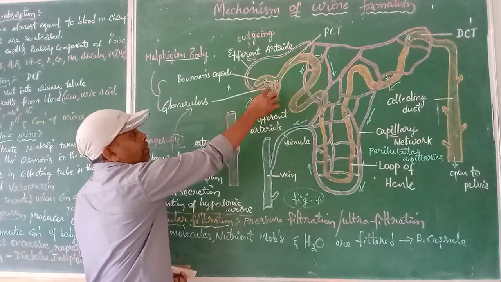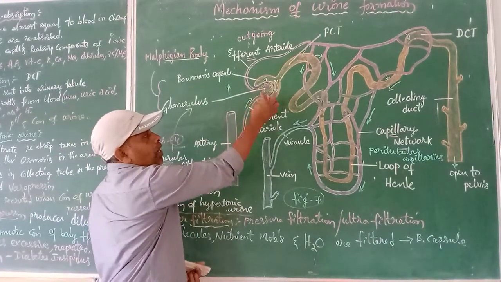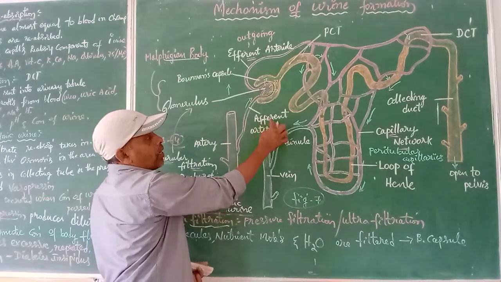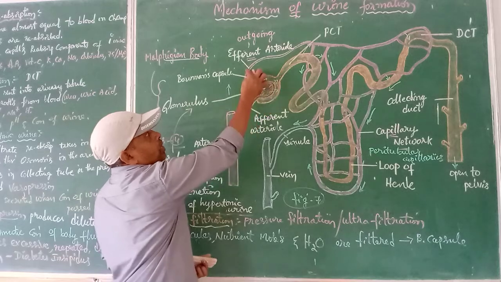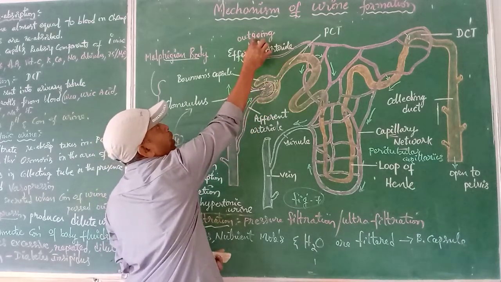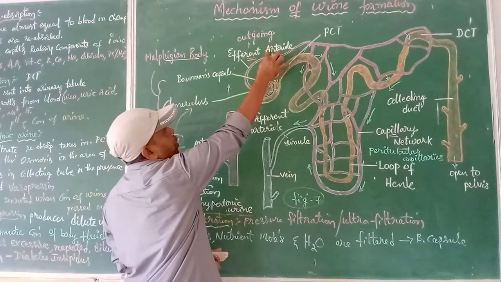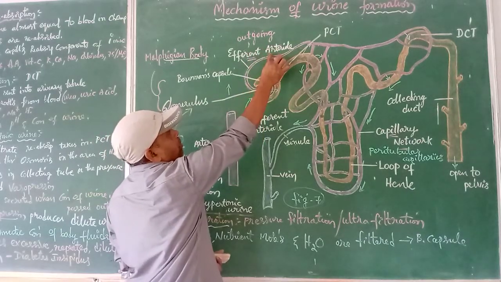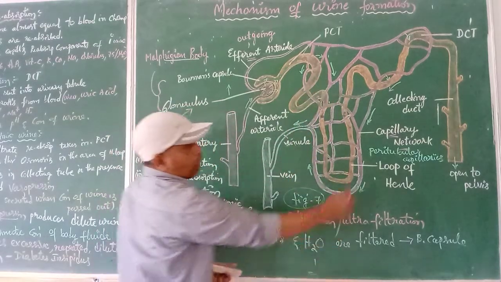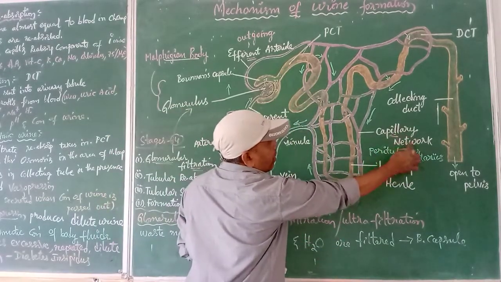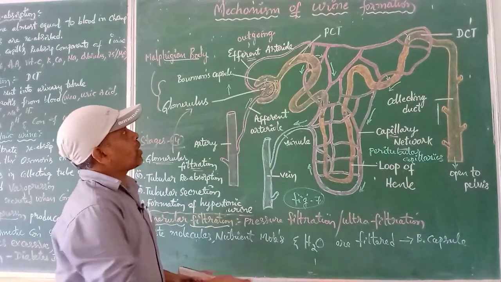We have a network of blood vessels here. How is this formed? It is formed because of the incoming artery. Which is the incoming artery? The afferent arteriole. It goes inside and comes out as the efferent arteriole, the outgoing one. This efferent arteriole itself forms a network of blood vessels, which is called peritubular capillaries or capillary network, which is useful in the reabsorption, the second stage.